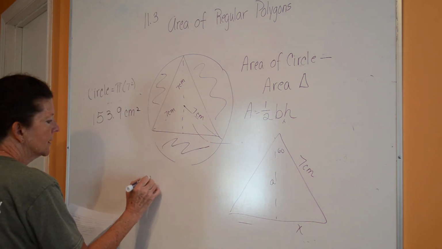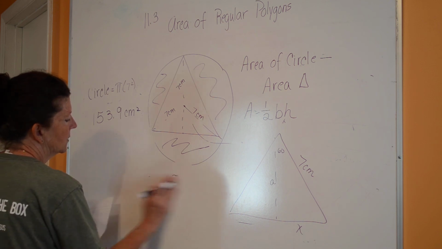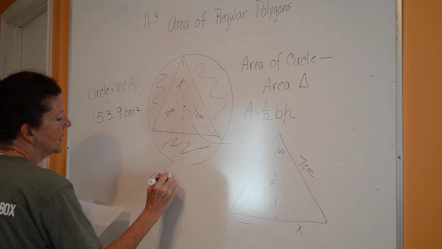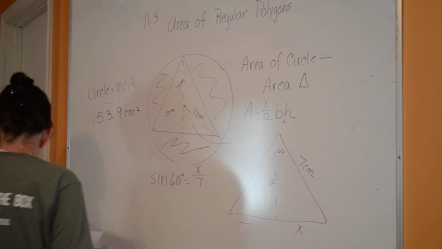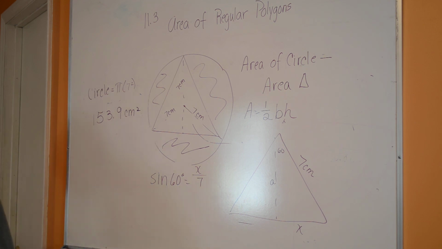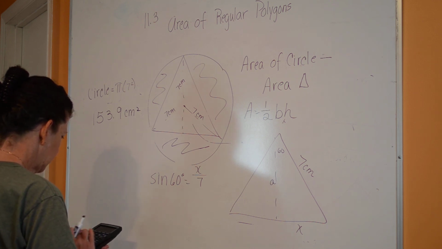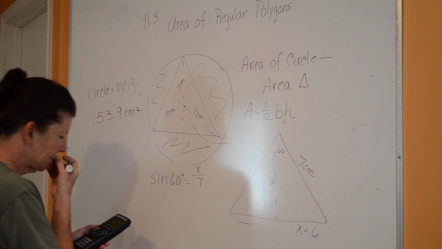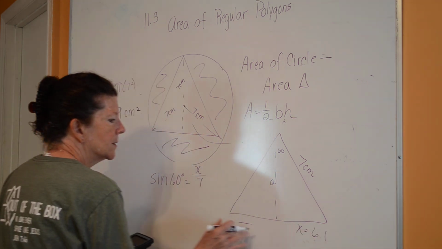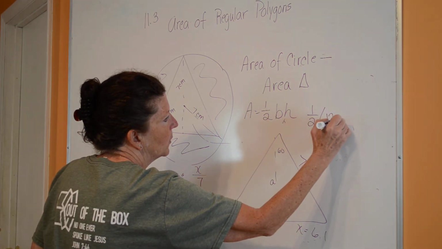So x is going to equal the sine, well, let's do it all out. The sine of 60 is equal to x over 7. So x is going to equal 7 times the sine of 60. This is going to be approximately 6. Actually, we'll make it 6.1 to be more accurate. So I have 1/2 the base. The base is going to be 12.2.